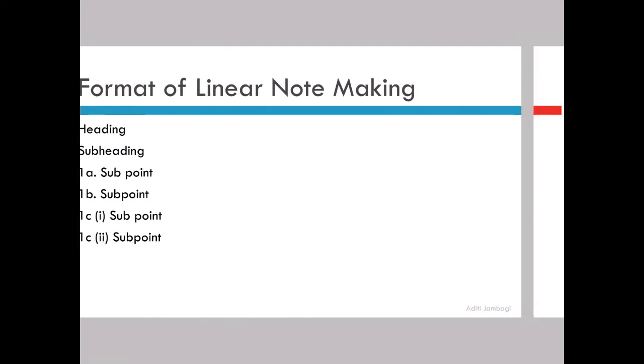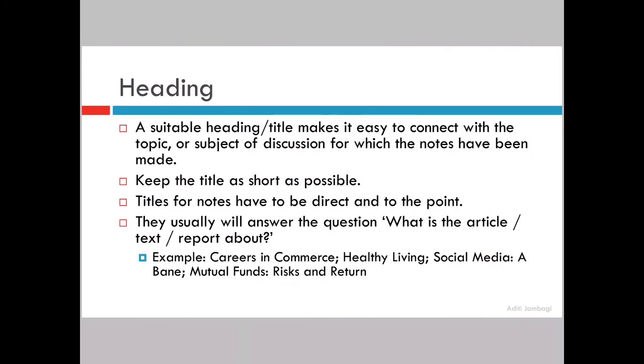So let us see what is a heading. A heading is nothing but a suitable title, and it makes it easy for you to connect with the topic or subject of discussion for which the notes have been made. So basically, when you read the heading, you have to immediately know what will be the contents of those notes. Then you have to keep the title as short as possible. Obviously, you're making notes, you don't want to write big passages. One small heading is enough. Titles for notes have to be direct and to the point. They usually will answer the question, what is the article or text or report about?